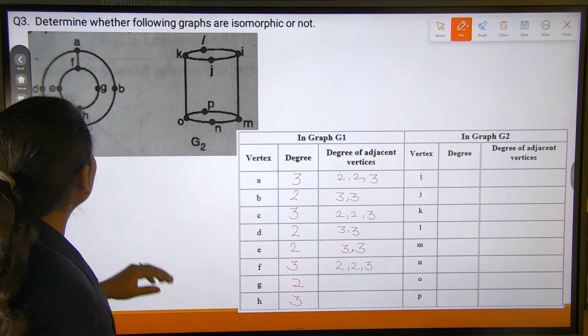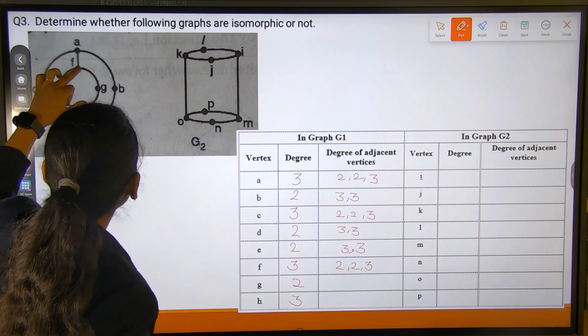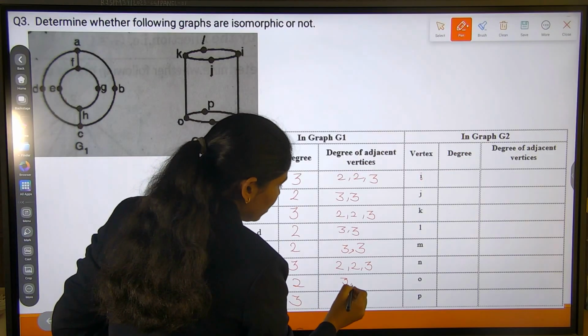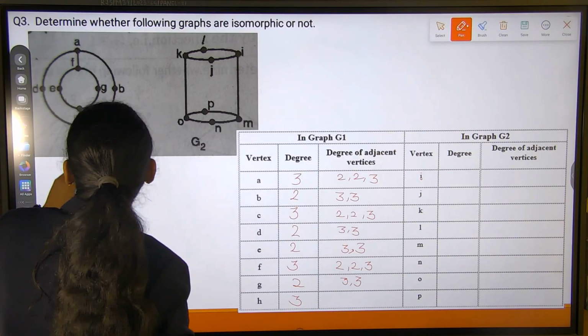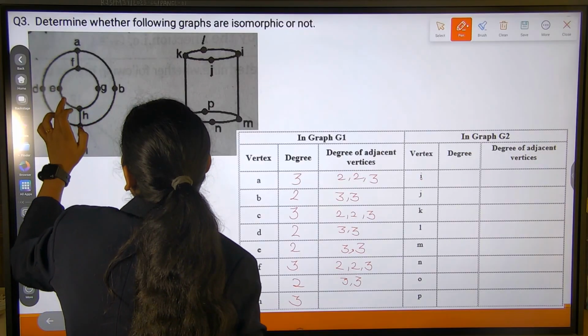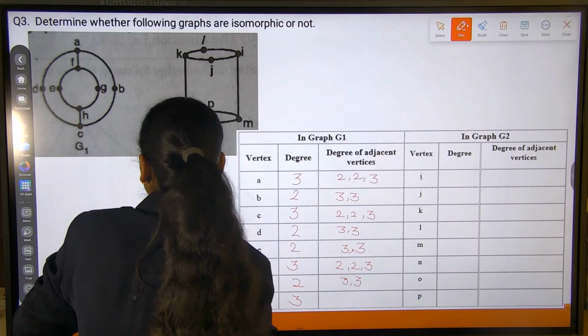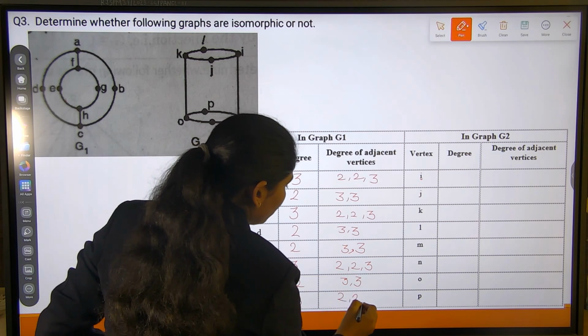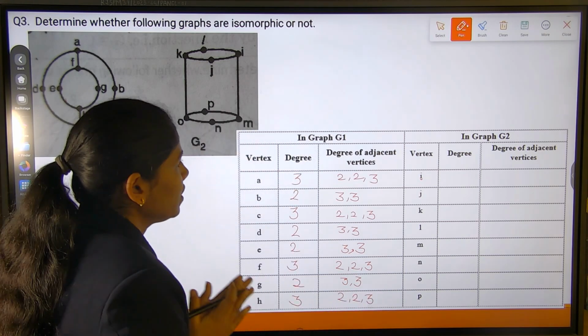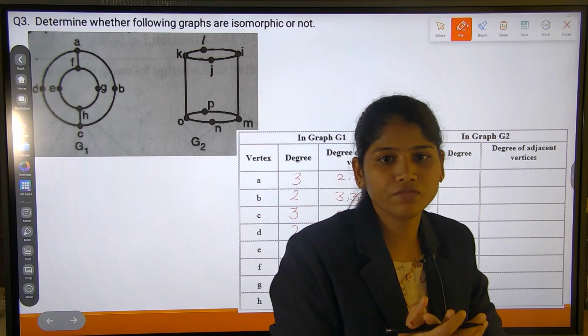For G, the 2 adjacent vertices have degree 3, 3. For H, the 3 adjacent vertices have degree 2, 2 and 3. So, write down their degrees. Do the same for the graph G2.